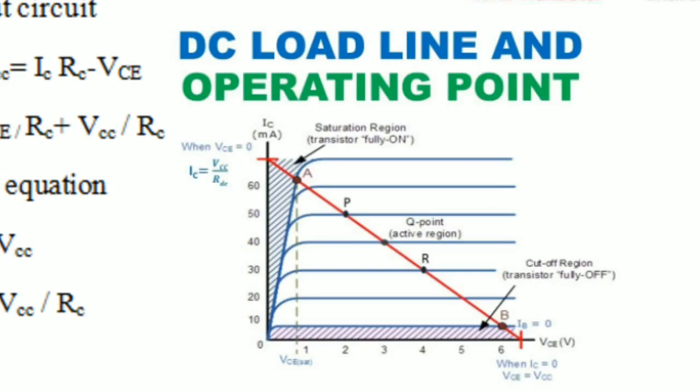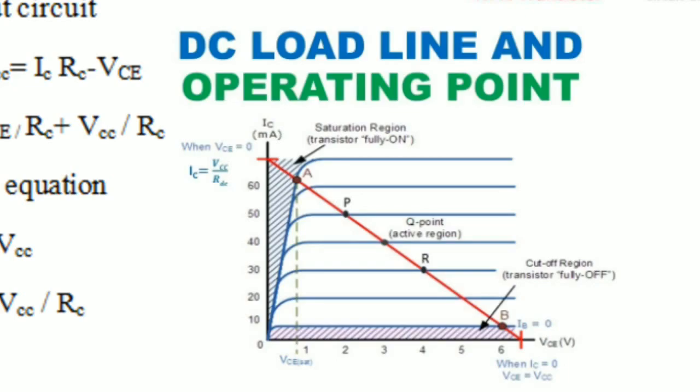Here the Q point fixing is very important, and the DC load line concept is very important. How to draw a DC load line? Take the KVL equation, apply the conditions, find the 2 points and put them in the graph, join these 2 points and draw the straight line. At the meeting point with your characteristics, identify the center point, that is your Q point.